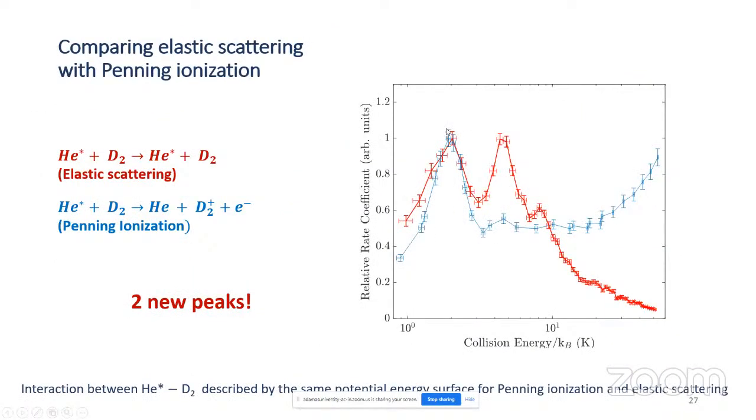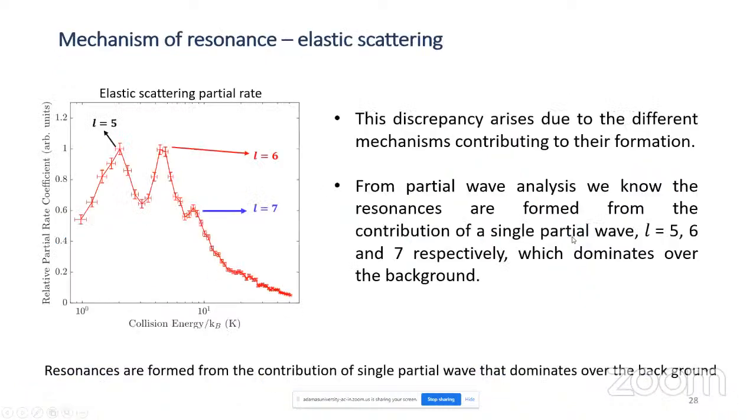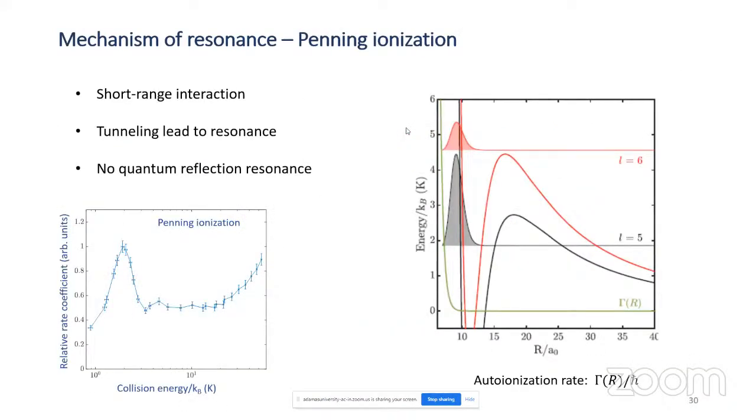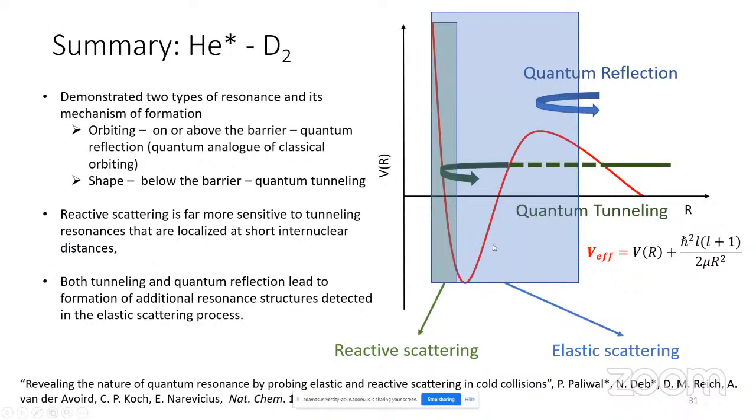Now, when we compare, we see that for elastic scattering we have two new resonances, and this can be explained by knowing the mechanism of the formation of resonances. For elastic scattering, both tunneling and quantum reflection take place. But for Penning ionization, the resonances that come from quantum reflection do not take place, because the Penning ionization rate is given by the probability distribution times the autoionization function, which kills the quantum reflection probability, and only tunneling occurs, right? Therefore, we demonstrated two types of resonances and their mechanisms of formation. We define two resonances: orbiting, which is on or above the barrier and comes from quantum reflection, and the second type is shape, which is below the barrier and comes from quantum tunneling, right?